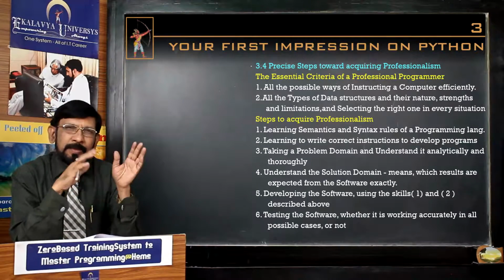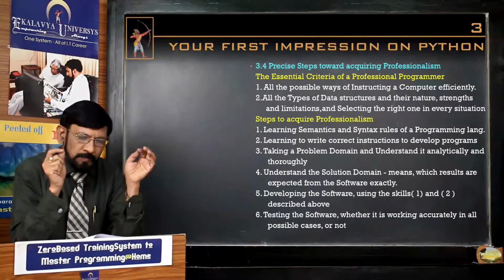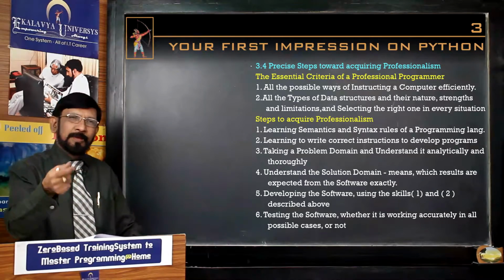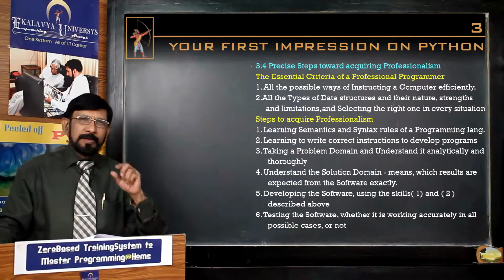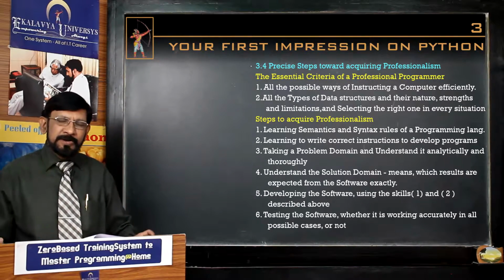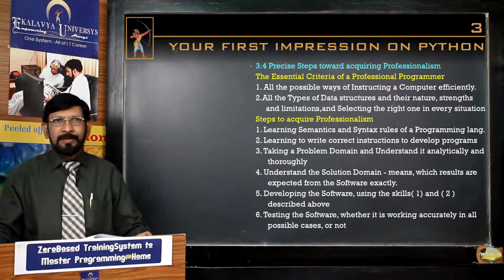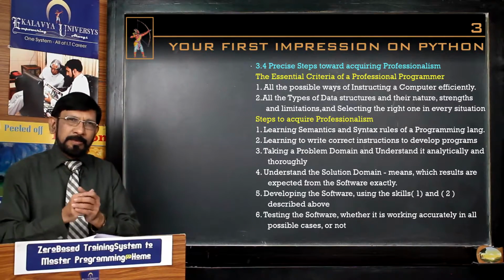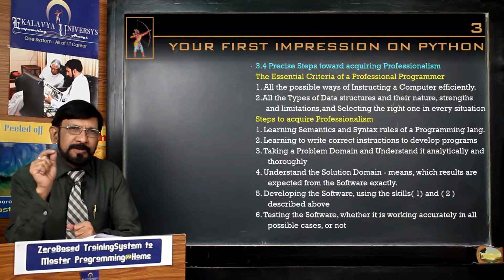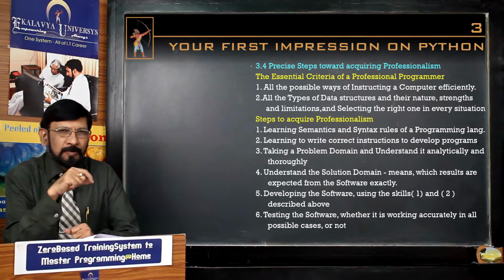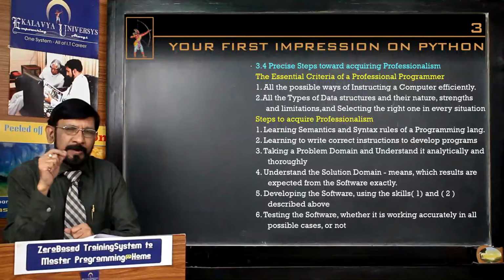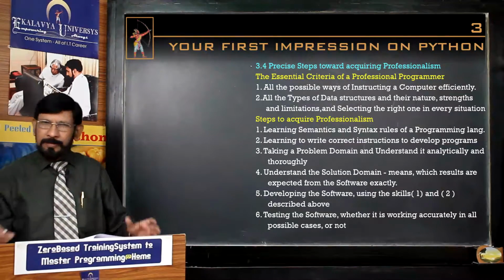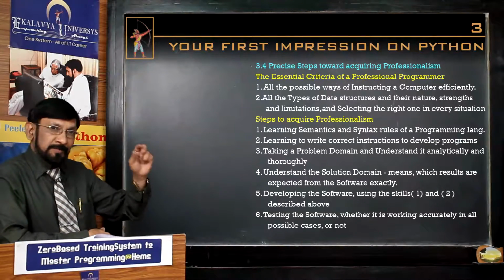The first capability is, he must be in a position to develop all possible instructions to a computer in an efficient way. Actually, a computer should be instructed. So, whoever can give instruction to a computer in an efficient manner in all possible situations will become a professional programmer. That is the first step. Second one is, he must use the right data structure in every programming need. Actually, as I told you in a previous concept, there are different types of data structures. Every data structure is suitable in a particular situation. There may be a number of alternatives, but the right one you have to choose.